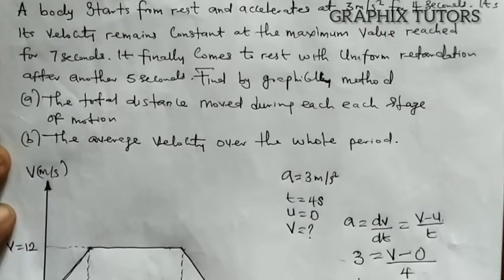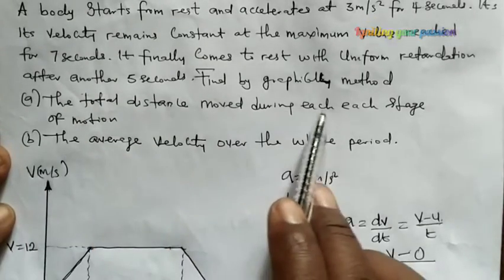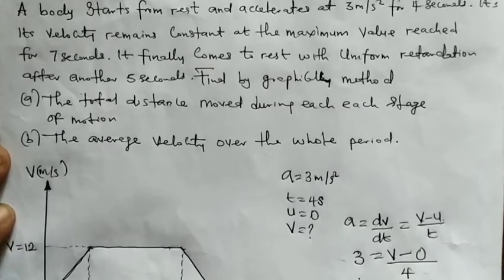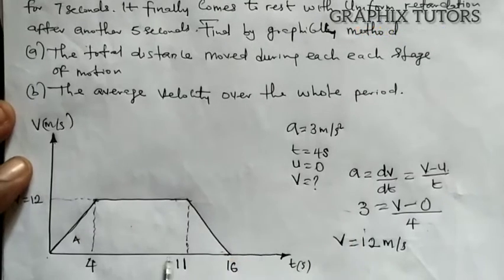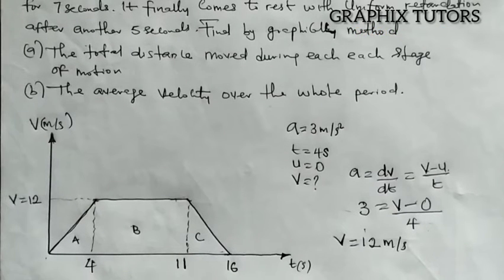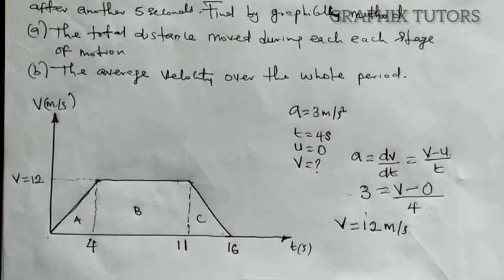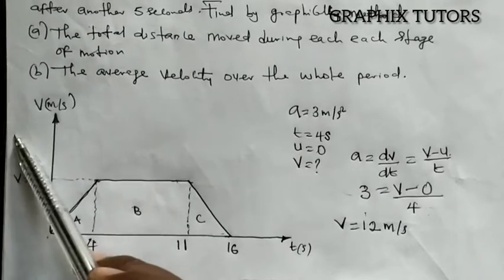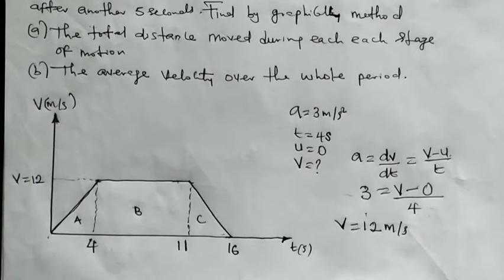So we are now told to calculate, using the graphical method, the total distance moved during each stage. The first, when it's accelerating, is stage A. When it is constant, it is stage B, and when it is decelerating is stage C. So we have 3 different stages. Just like I explained earlier, it's the same as the previous example, but in this case we are given acceleration instead of velocity. So you have to convert from acceleration to velocity to be able to work with it.